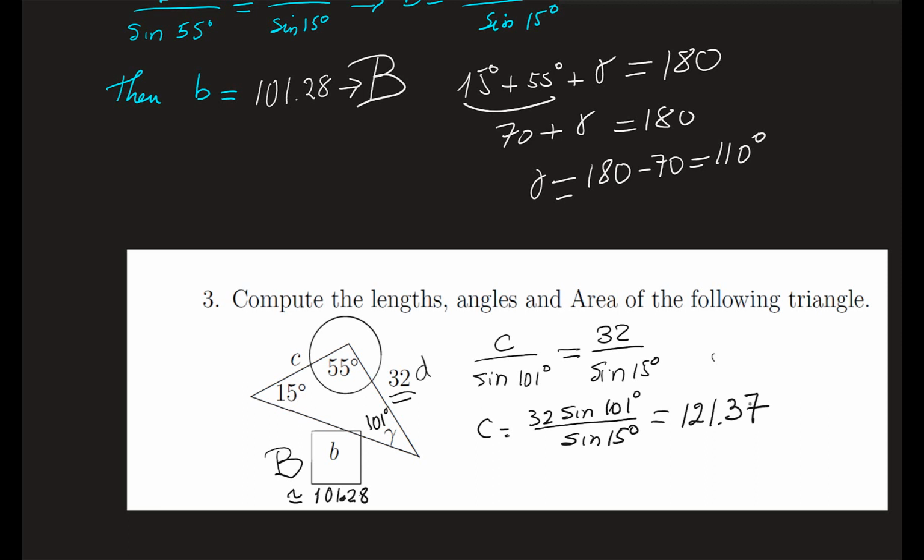So this side is 129.37. And of course, it's the bigger side of the triangle because it is opposite to the bigger angle of the triangle. And we are finished using the sine law to solve triangles. Not necessarily right triangles, any triangle, in some cases like this.